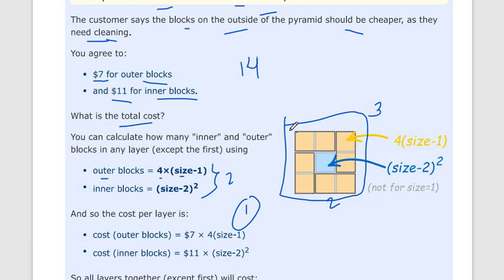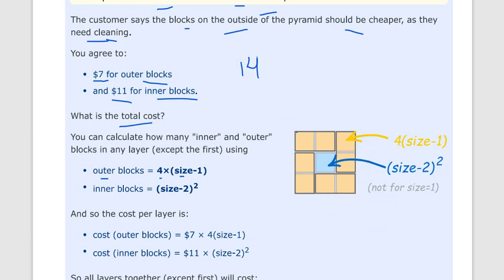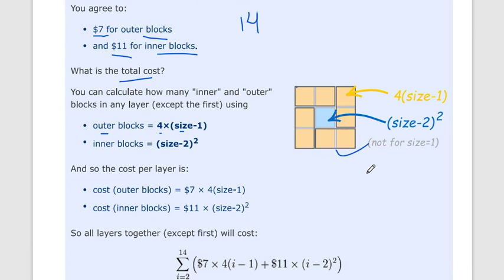If you want to calculate the outer blocks in the second layer, the size is 2. So 4 into 2 minus 1 gives 4 outer blocks, and the inner blocks are, sorry, that is for the third layer. So these are the equations for calculating the outer blocks and inner blocks.